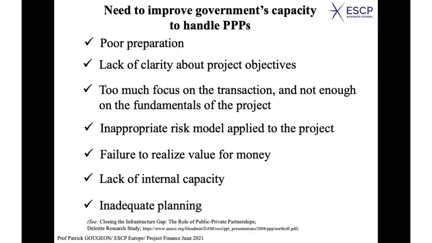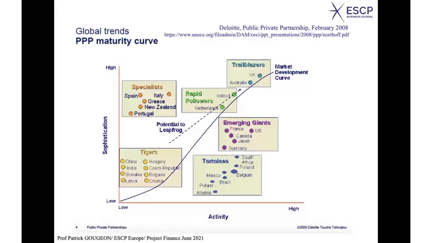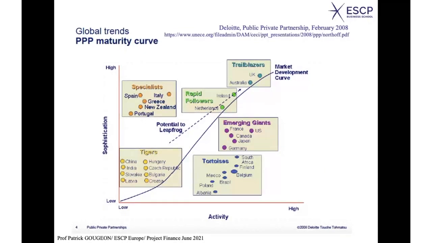Well, so where is Vietnam in what is called here the PPP maturity curve? You see the S-shaped curve here, which indicates, if you look at the horizontal axis, the level of activity as far as PPP is concerned. It means not only the number of PPPs, but the amount invested through PPPs. And you have the level of sophistication.